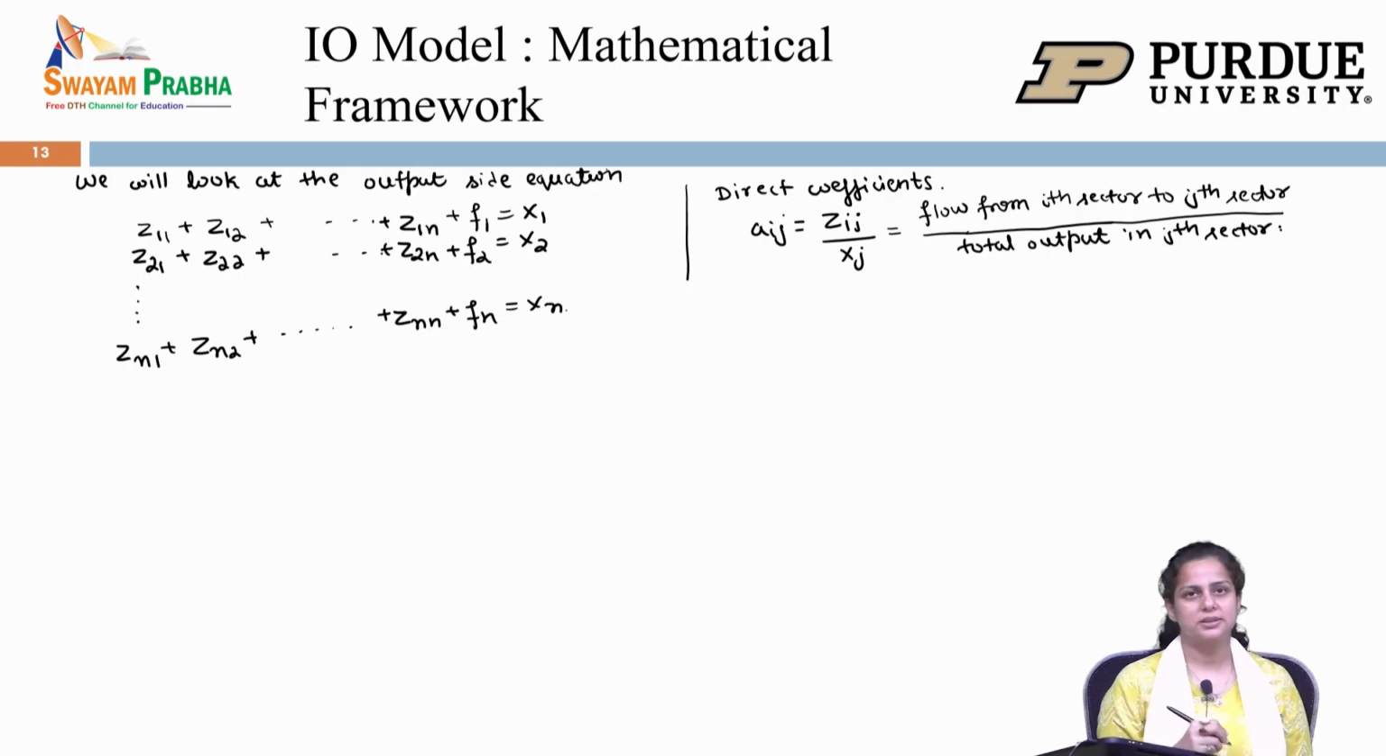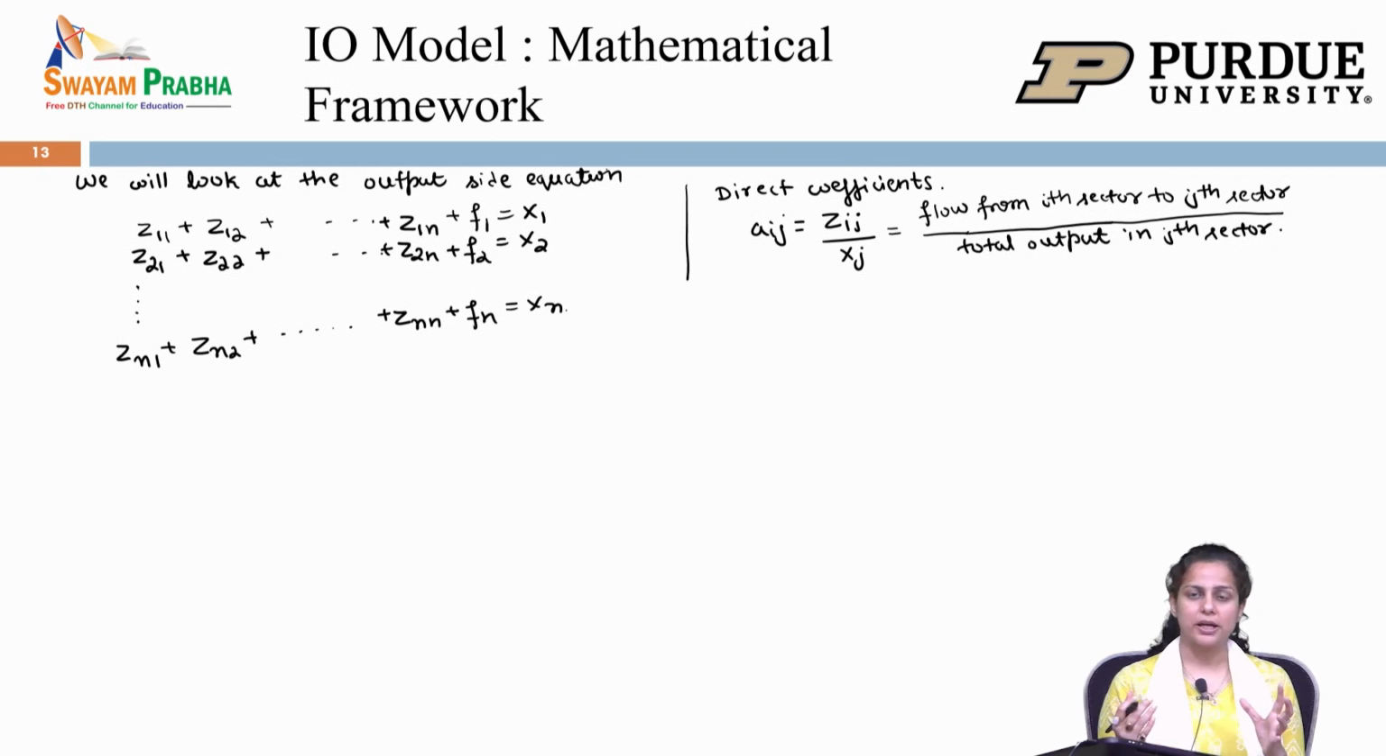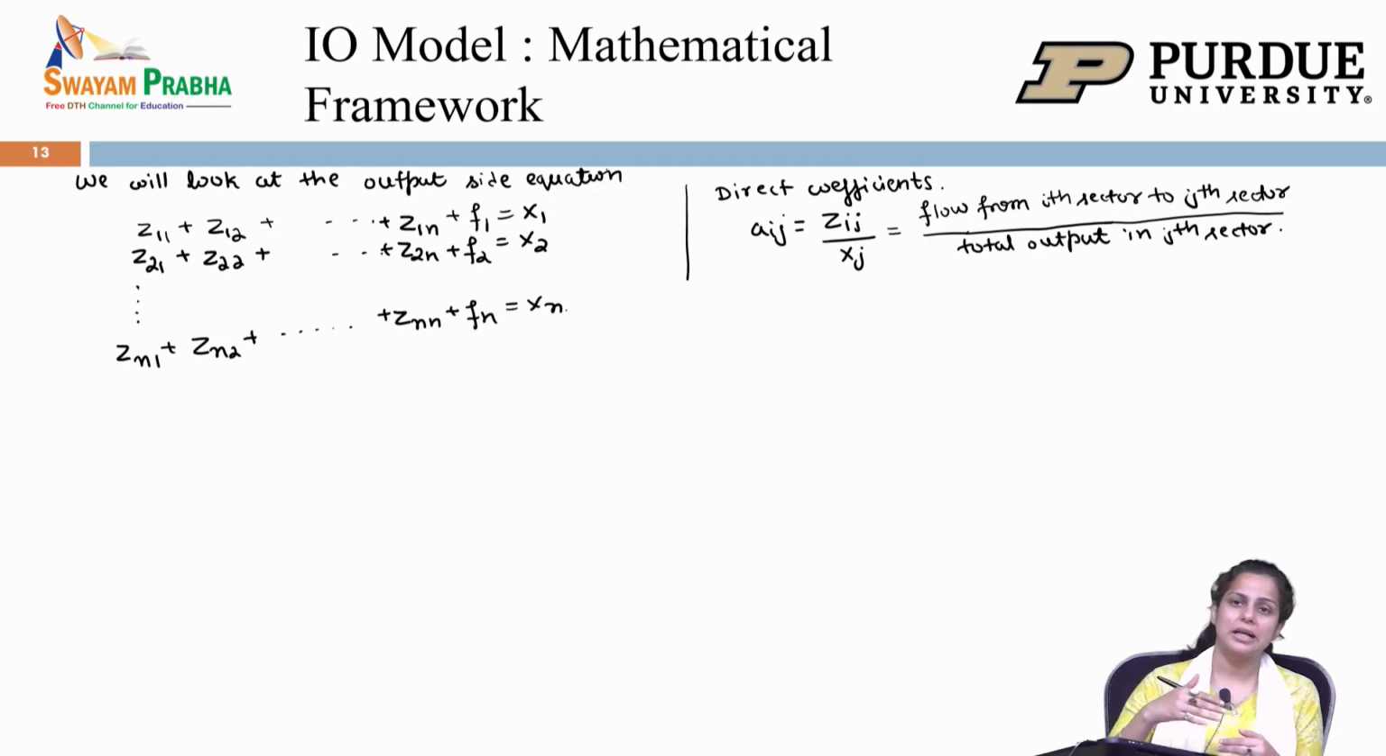So what that means is that this is the coefficient that is actually telling what is the total amount of flow from one sector to ith sector that is required per unit of output from jth sector. And when we get all these values, we set up what we call the direct requirements matrix. So the interpretation of this direct coefficient is: what is the direct input that I need to give to other sector to support the output from that particular sector.